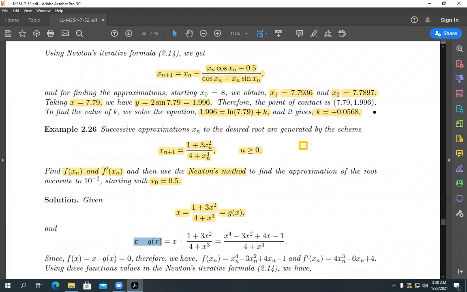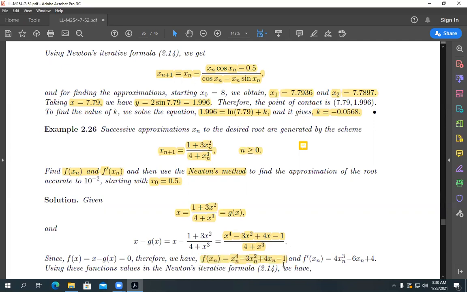And f of x means 0. If this is equal to 0, it always means plus equal to 0, not minus equal to 0, right? So plus equal to 0 means x4 minus 3x squared plus 4x minus 1 equal to 0. This is your nonlinear equation. And the nonlinear equation always gives you what?